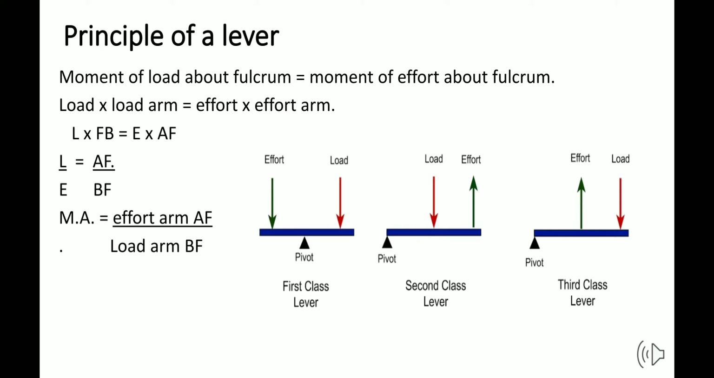So, mechanical advantage will be load upon effort. And that will come as effort arm. If I write effort arm in place of AF and if I write load arm in place of FB, you will understand that L upon E comes to effort arm upon load arm. So you have to remember this. This formula will be used in a lot of numericals. So you have to use this, and you have to learn this by heart. Mechanical advantage is effort arm upon load arm. Okay. So we move further.